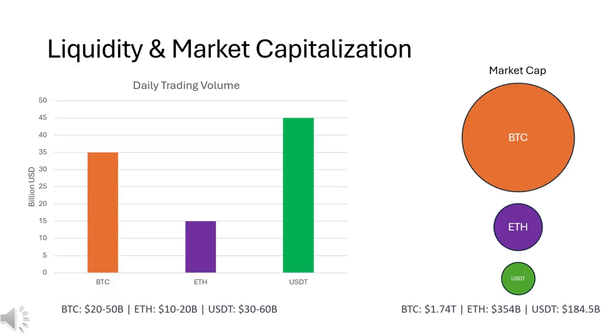pairs. In market capitalization, Bitcoin stands at approximately $1.74 trillion, Ethereum at $354 billion, and USDT at $184.5 billion. The fact that USDT accounts for about 8% of the total market, despite minimal price volatility, exemplifies the importance of stablecoins in the digital asset ecosystem.